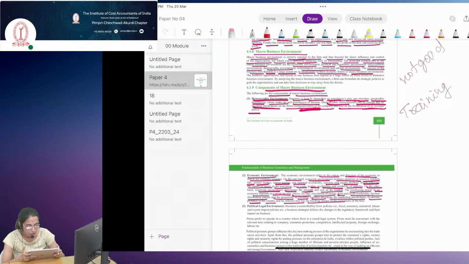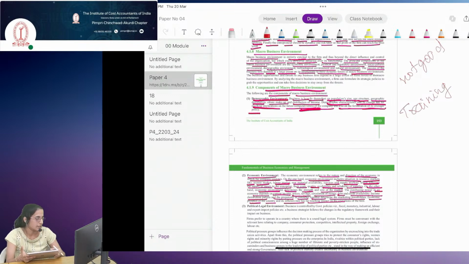The business opportunities and threats to any business firm largely depend on the forces of the macro business environment. By analyzing the macro business environment, a firm can formulate its strategic policies to grab opportunities and take firm decisions to stay away from threats. This macro environment poses various threats to the organization. So the firm will analyze these macro factors, which are political, legal, economic, social, environmental, and whatever threats it finds, it will try to reduce or stay away from them.